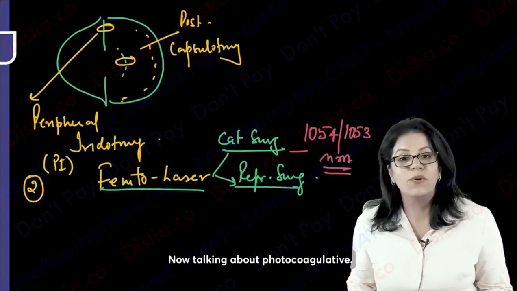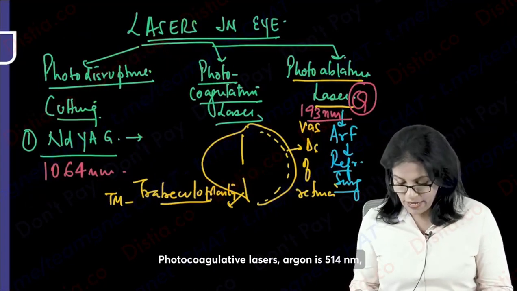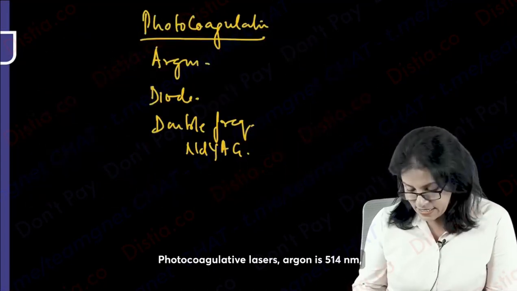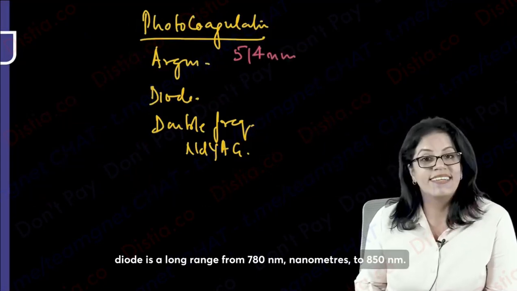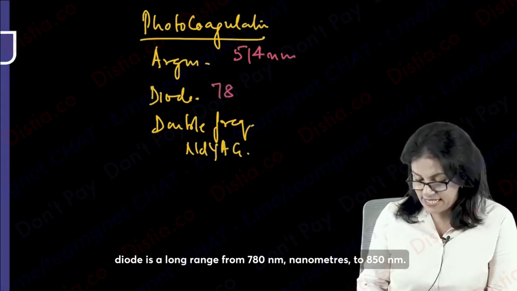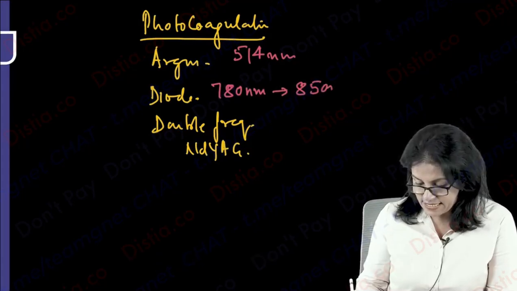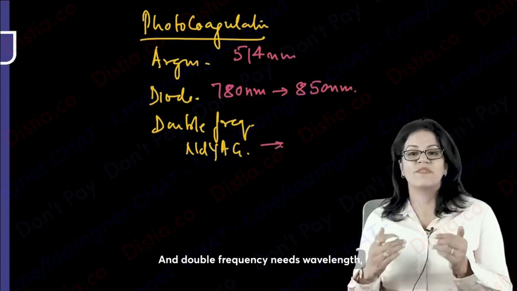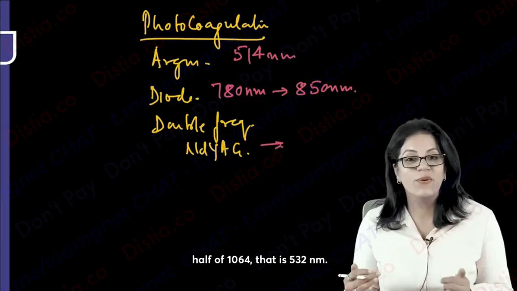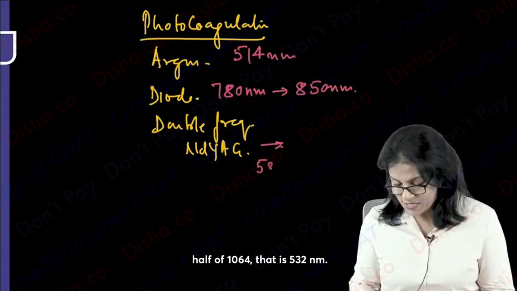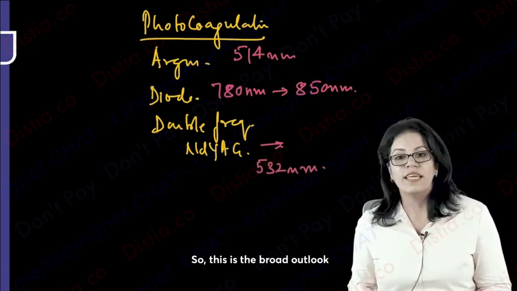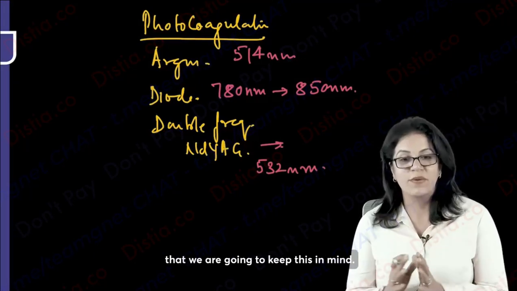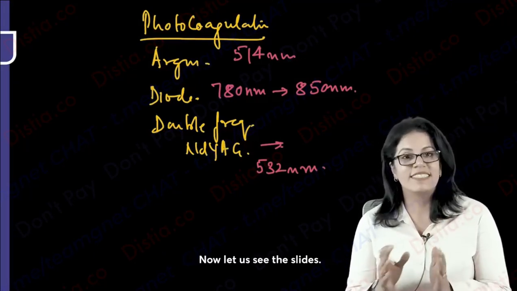Now talking about photocoagulative lasers: argon is 514 nm. Diode is a long range from 780 nanometers to 850 nanometers. Can we learn this? And double frequency means a wavelength half of 1064, that is 532 nm. So this is the broad outlook that we are going to keep in mind. Now let us see the slides.